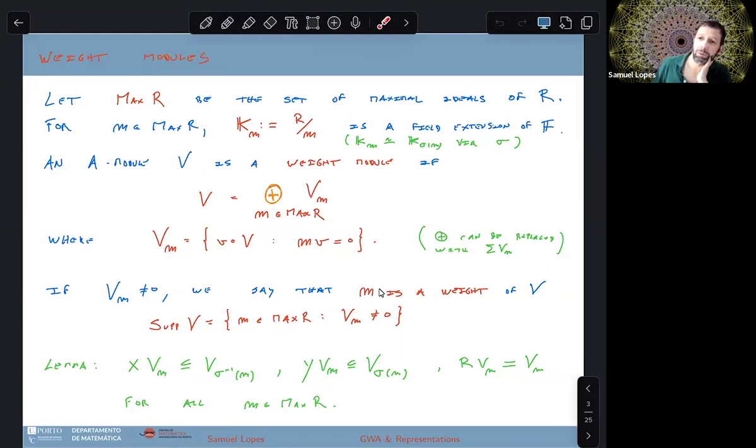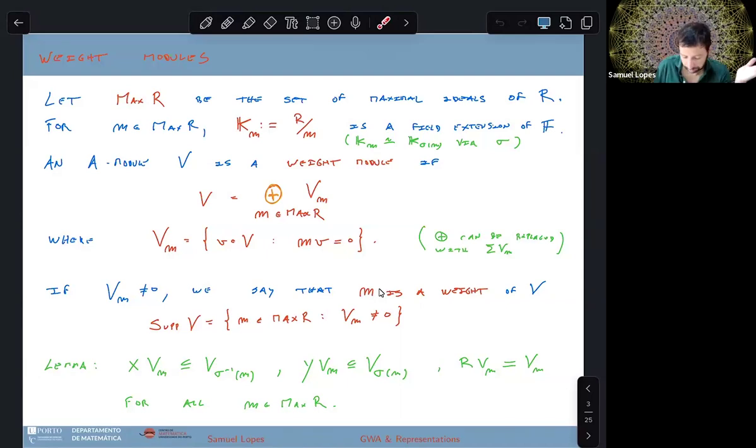And now we can quickly do the same computation we did many times, first with SL2 with an H, in the previous slide with these simultaneous eigenspaces. I can do the same thing here. If I have a certain weight space, and I act on it by the element x in the generalized Weyl algebra, the question is, do I still land in a weight space? And the answer is yes. I end up in the weight space related to the maximal ideal sigma inverse of M. So it sends the weight M to the weight sigma inverse of M. And similarly, y will shift the weights by applying sigma.